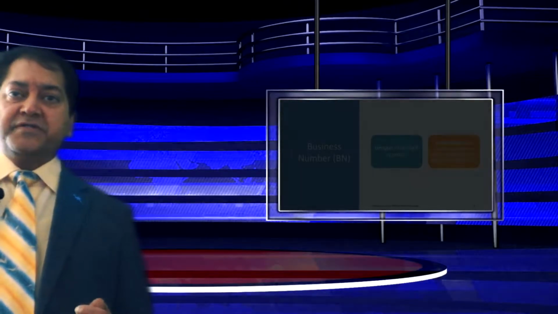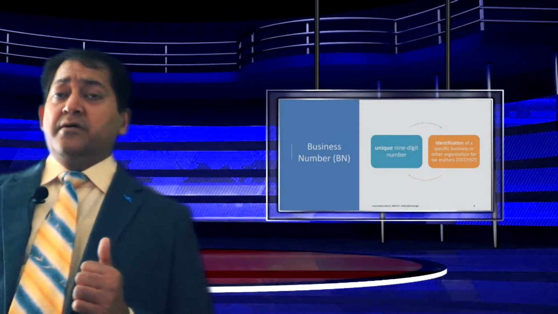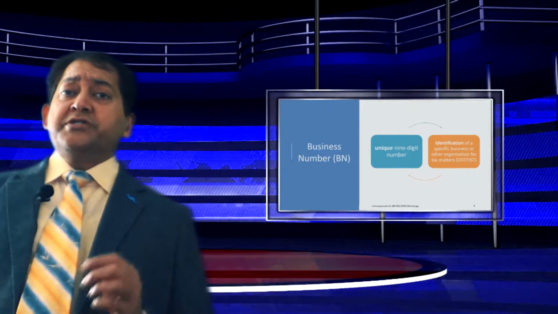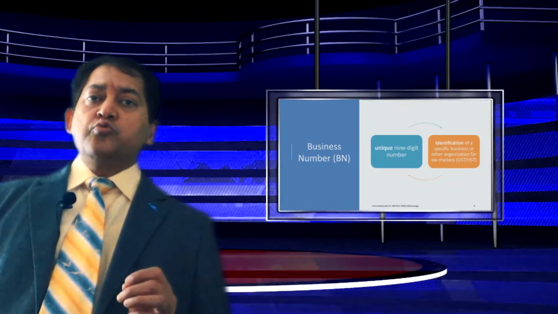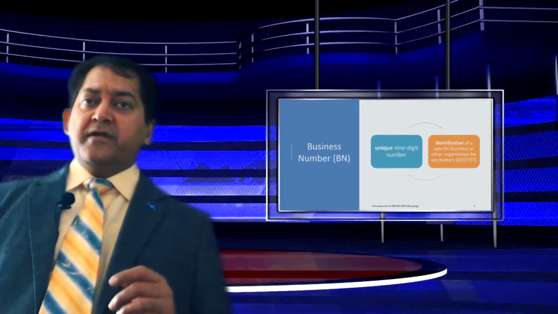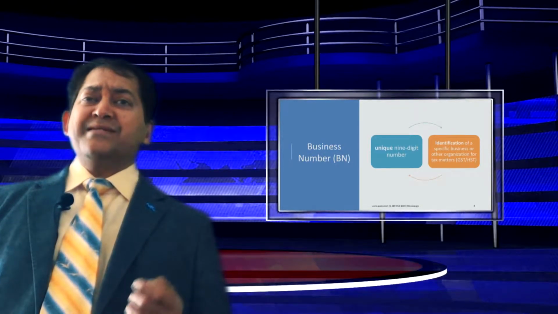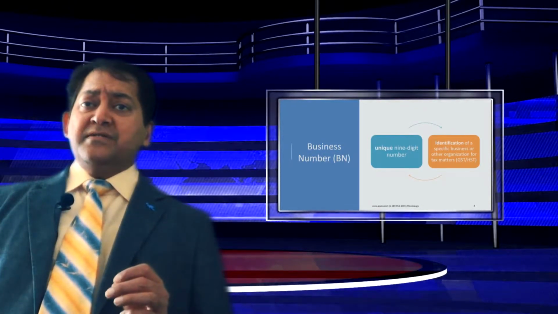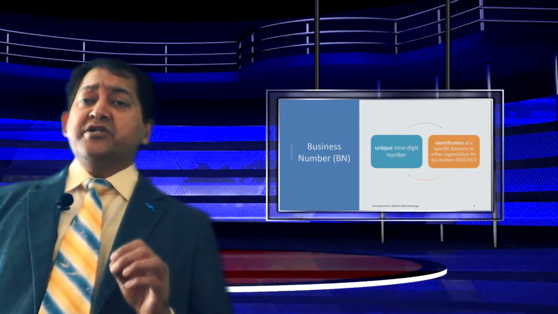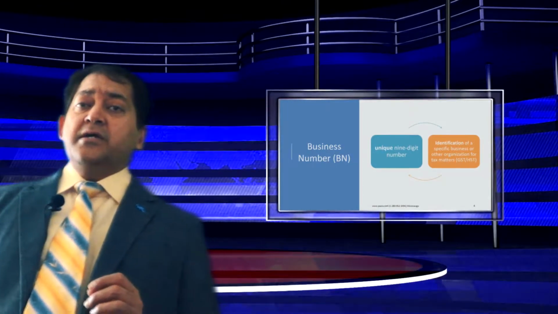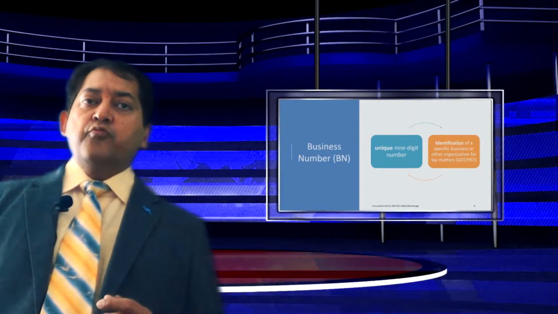Now, what is a business number? Business number is, as you can see on the screen behind me, a unique 9-digit number that is allotted to a business, whether an individual or a partnership business or an incorporated business, by the CRA. And the purpose is that this number may be used as a unique identification number for a business in relation to their tax matters. Okay, we move forward.